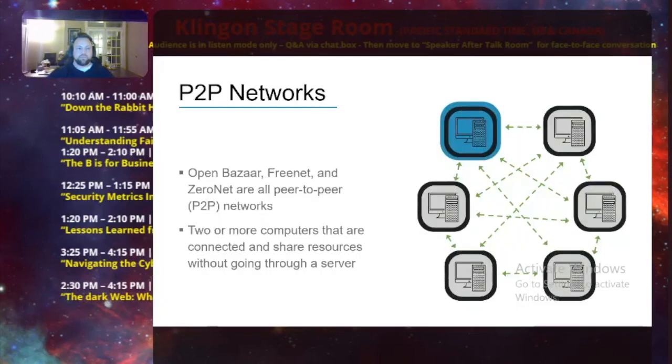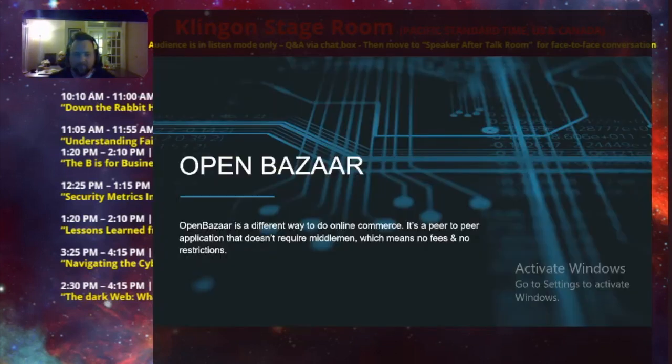All right, so what is a peer-to-peer network? I mentioned this earlier. Peer-to-peer, 2 or more computers that are connected and share resources. So I'm not sure how many people are in here, but we could build our own peer-to-peer network and then share videos, files, whatever resources, compute power with each other. Bazaar, Freenet, and ZeroNet are all peer-to-peer networks. First one I'm going to cover is Bazaar.